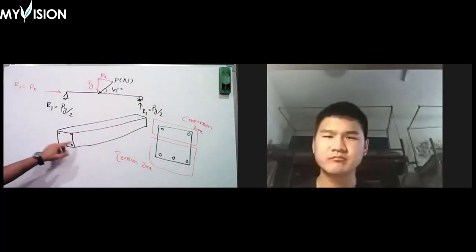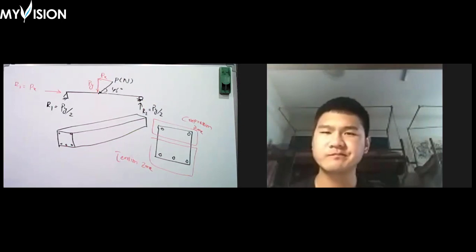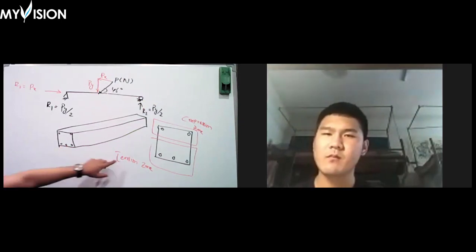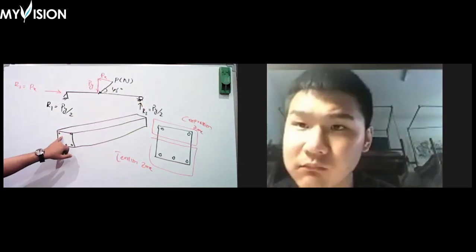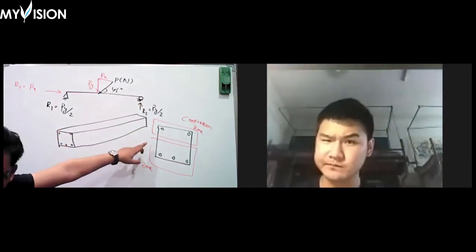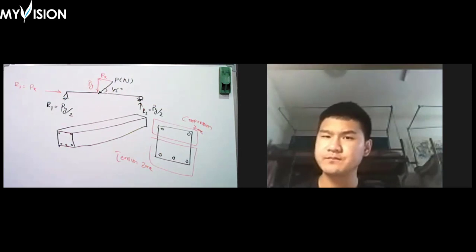This bottom part of the beam will always be considered the tension zone, and this upper part of the beam will always be considered the compression zone. Clear? Do you have any question?